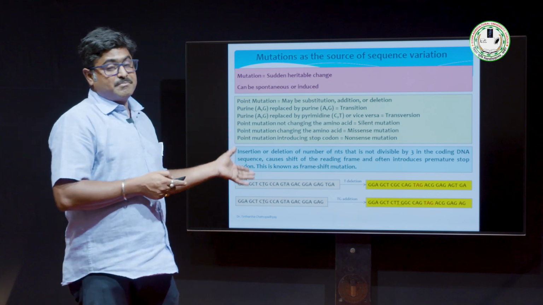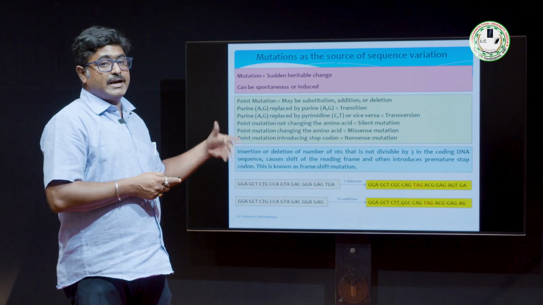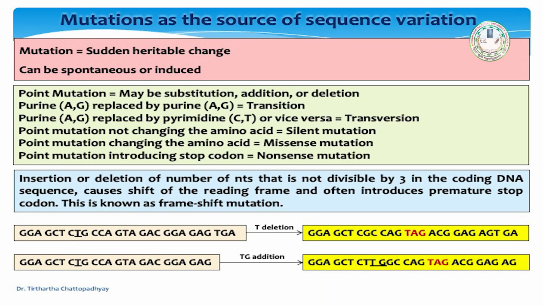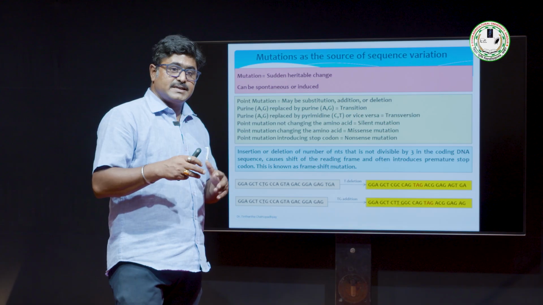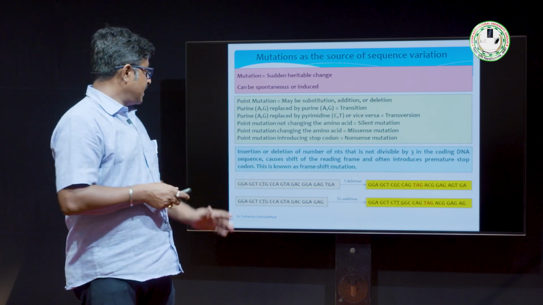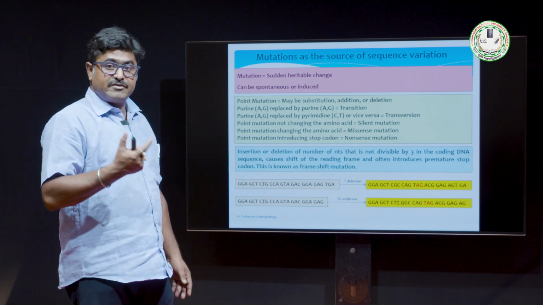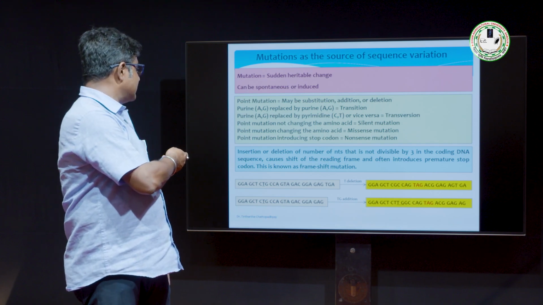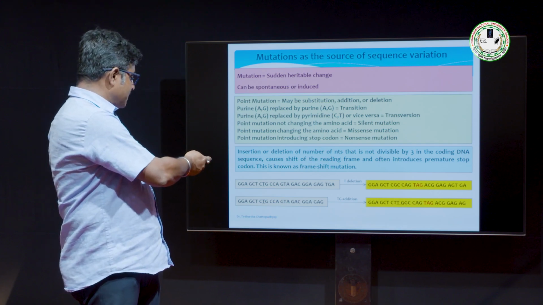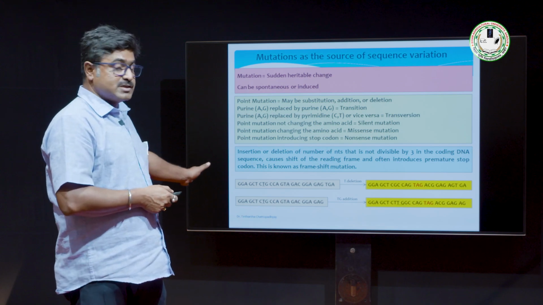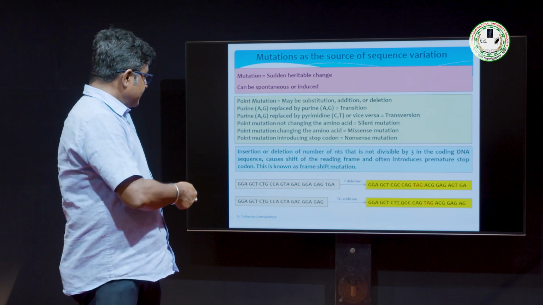But if the number of bases which is inserted or deleted is divisible by 3, then what happens? Then the particular part that is inserted or deleted may add an extra amino acid or reduce the number of amino acids, but the reading frame doesn't change, right? Because the reading frame is always read in a triplet manner. Here I have given another example where TG is deleted, and you can see that again a premature stop codon TAG has come from the same sequence which was not having the TAG.